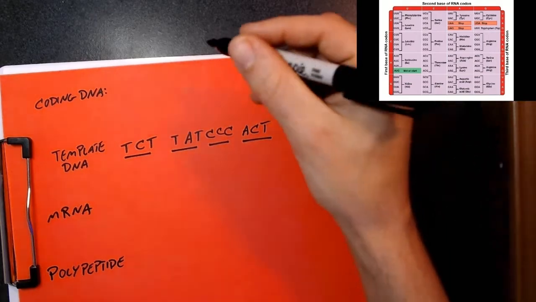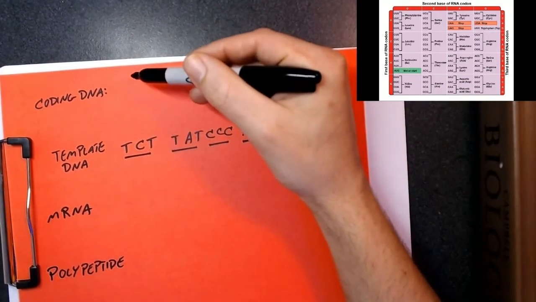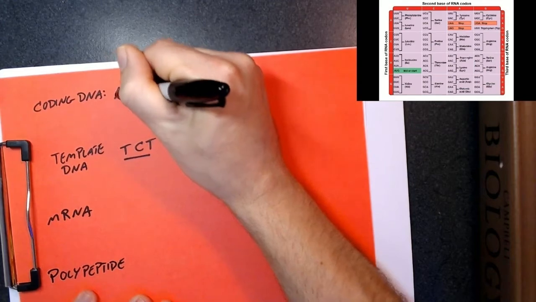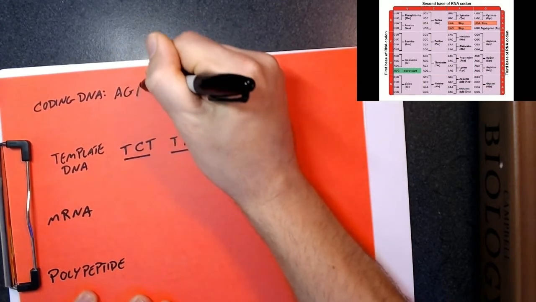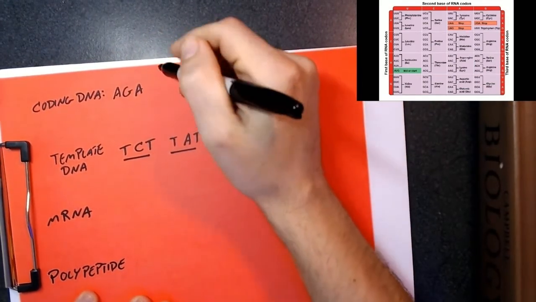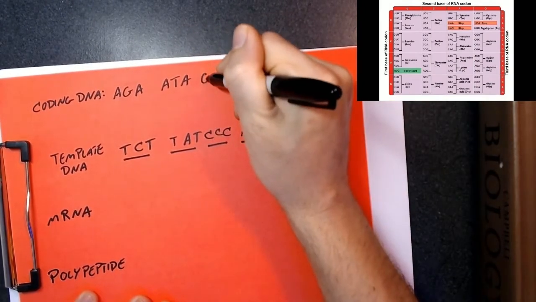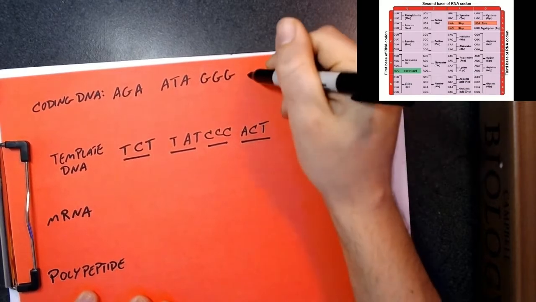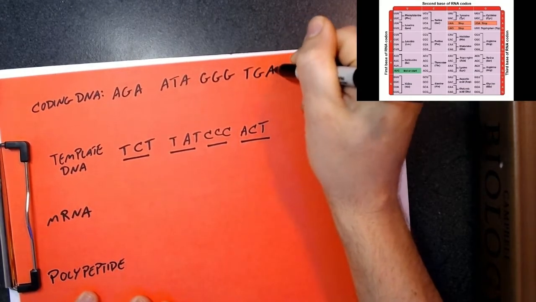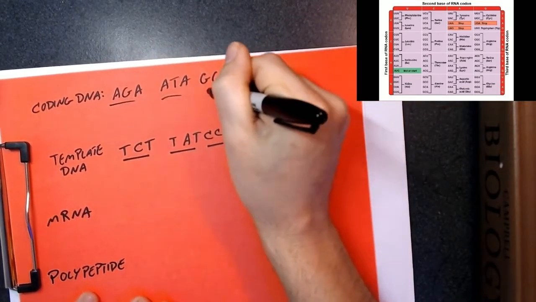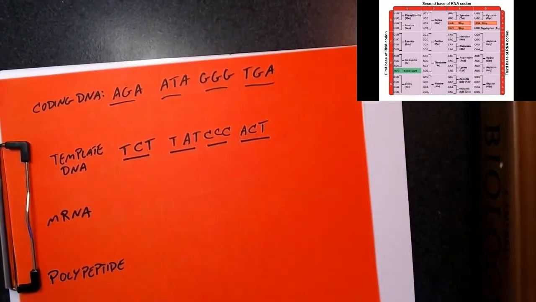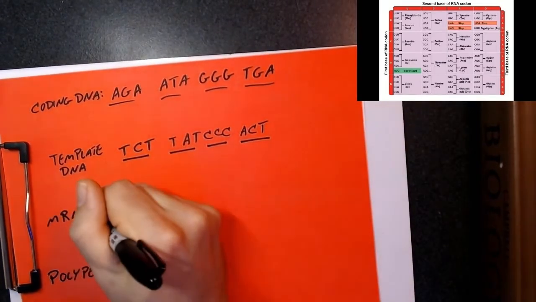All right, so A to T, C to G, so we have A, G, A up here on the coding strand. We have A, T, A for the second one, G, G, G, and T, G, A. Those are our nucleotides for the coding strand.